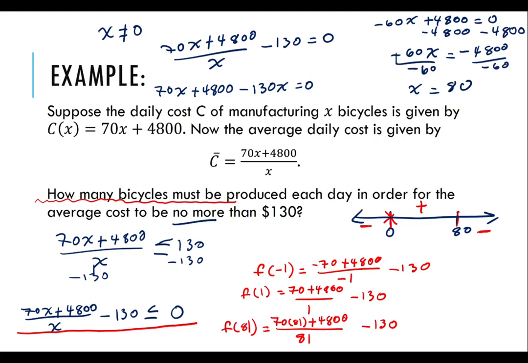And so then the only places where this function is below or equal to 0, and that makes sense in terms of our problem, is going to be from 80, including, because of the equality, up to infinity. And so this is our solution set for the number of bicycles that must be produced each day in order for the average cost to be no more than $130.